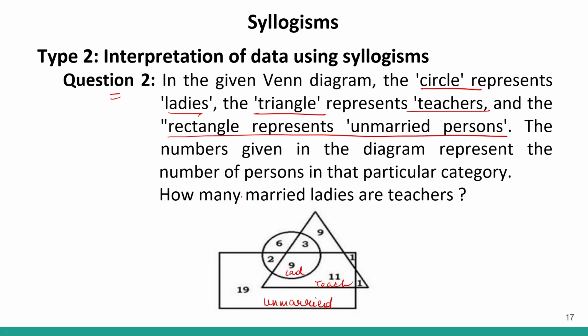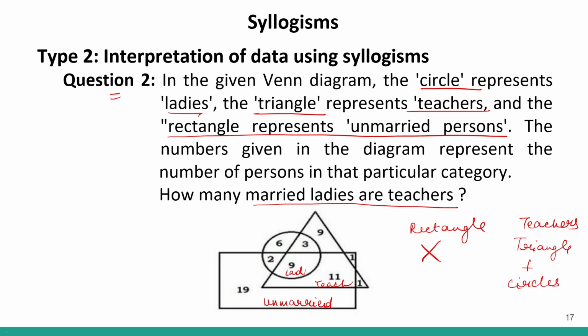The question asks how many married ladies are teachers. So married ladies means we don't have to look at the rectangle. Rectangle should not be there because rectangle represents unmarried people. Okay. Teachers means that we should have triangle and we should have circle because circle represents ladies. So basically we have to look at circles and triangles but not rectangle. So I can see this area has circle, this area has triangle, but this area does not have a rectangle.